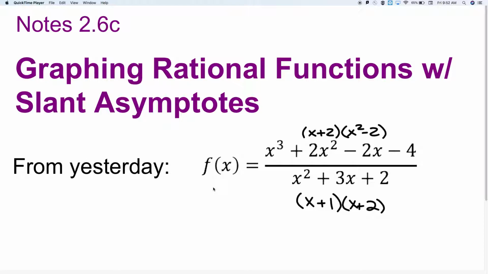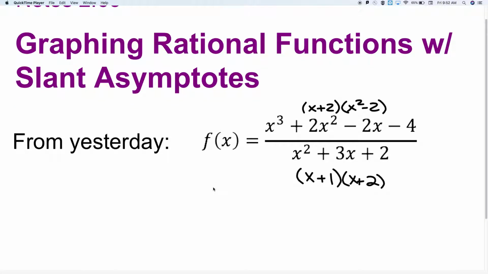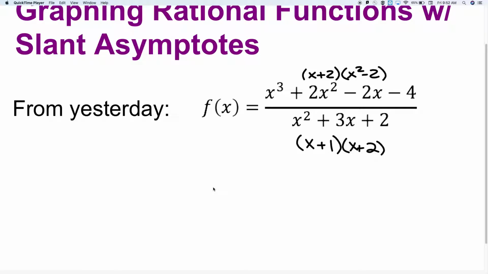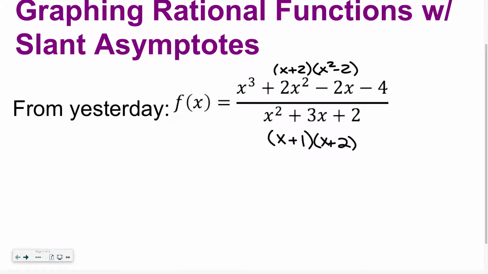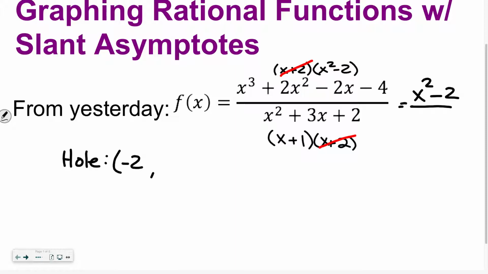So this is a function from yesterday. I went ahead and factored, and we decided that they shared a common factor in the numerator and the denominator, so we would have a hole. And remember, the hole is always going to occur at the 0 of that canceled factor, so -2. To get the y coordinate of the hole, you're looking at the factors that are left over, x squared minus 2 and x plus 1, and you're just plugging that x value in. So we also got another -2 right there.